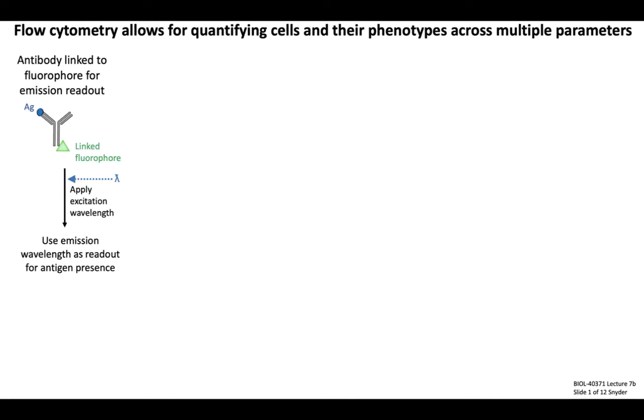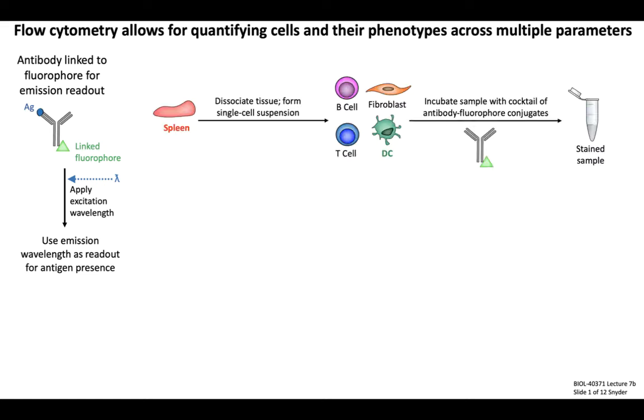Let's start with this slide from lecture 6b, where we first were introduced to flow cytometry. Again, this is an antibody-based method that uses primary antibodies targeted to specific antigens. And these antibodies are also linked to fluorophores that, when hit with an excitation wavelength of light, give off a particular emission wavelength that is used as a readout for the presence of antigen.